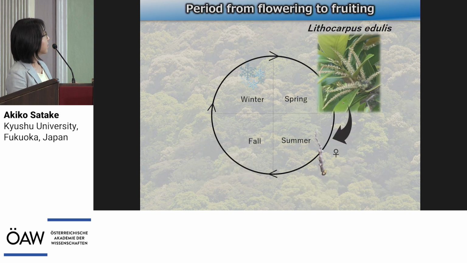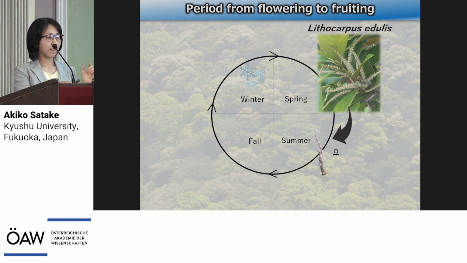But there are species that flower in spring, but they don't produce acorns in the same year of flowering. For example, this is Lithocarpus edulis. They flower in spring and produce the inflorescence, including multiple female flowers.